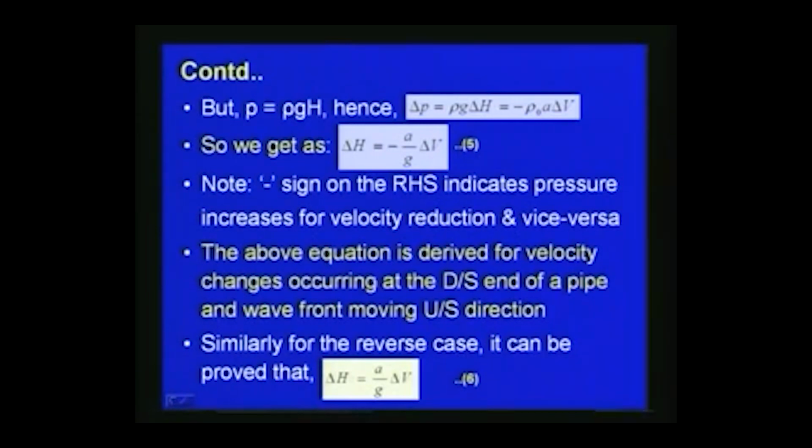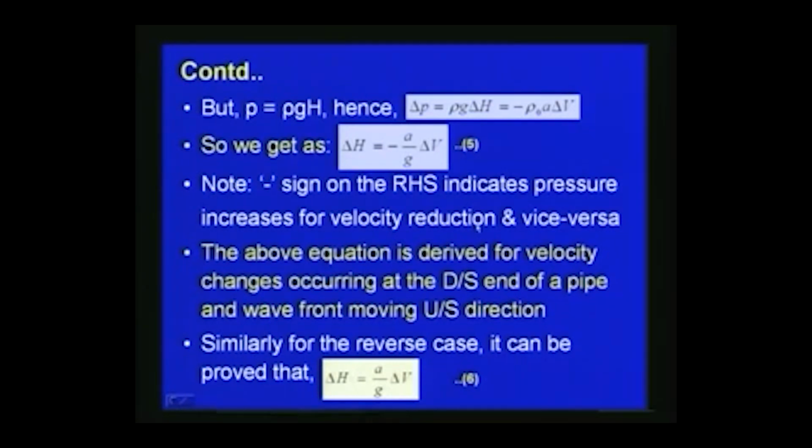This equation is derived for velocity changes occurring at the downstream end of the pipe, with the wave front moving in the upstream direction. Similarly, if the case is reversed, that is, the velocity change occurs upstream and the wavefront moves downstream, then the sign changes, and we can write delta H is equal to A by g into delta V, as in equation number 6.